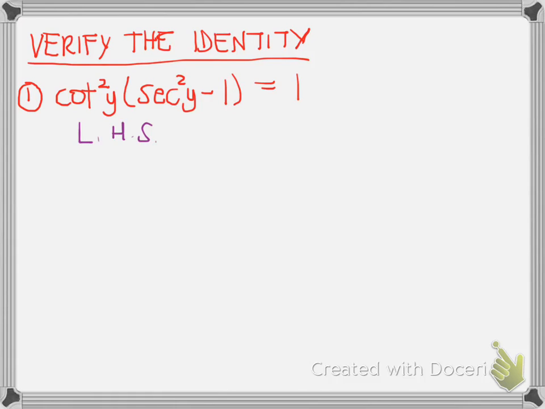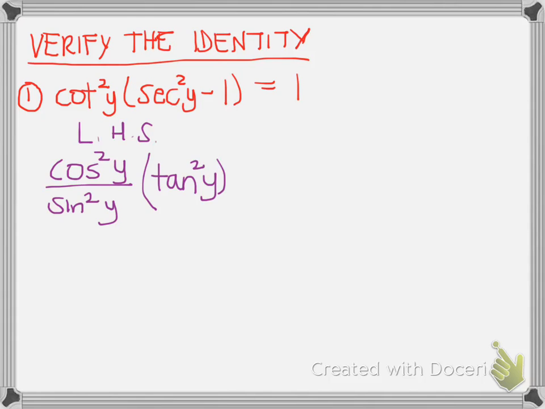Well, we can change these in terms of sine and cosine if we want. So let's change cotangent squared y in terms of sine and cosine. So this becomes cosine squared y over sine squared y times secant squared y minus 1, which, if you look at your identities, is the same as tangent squared y.